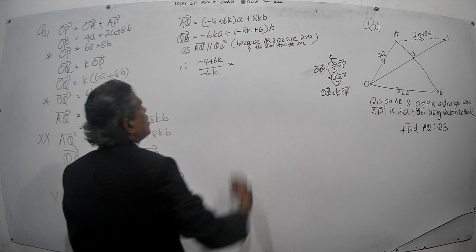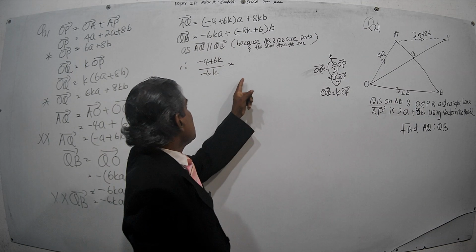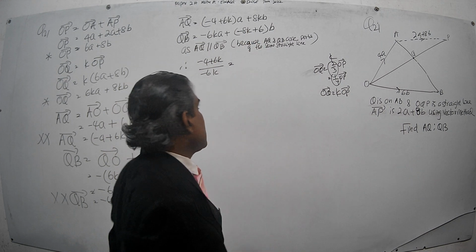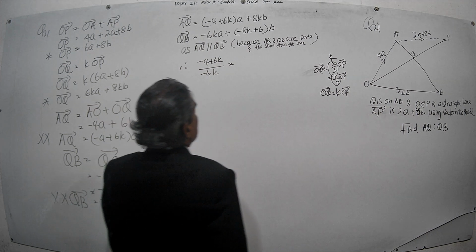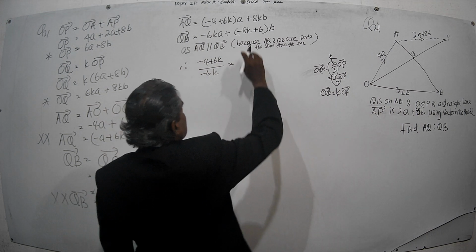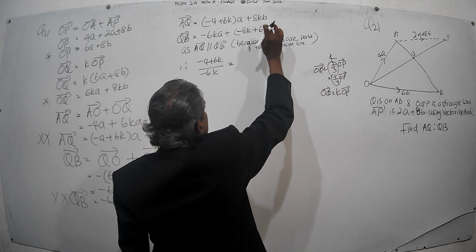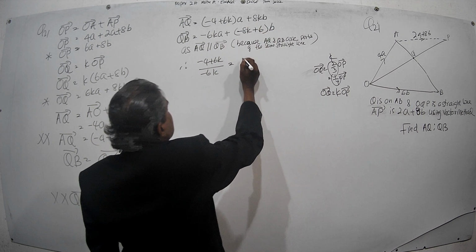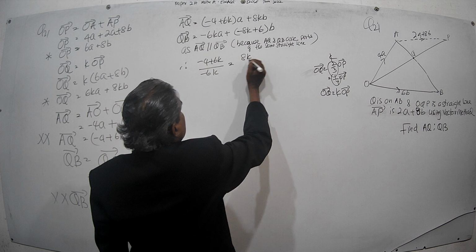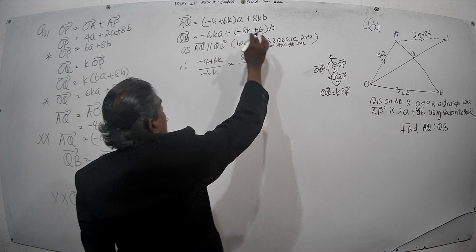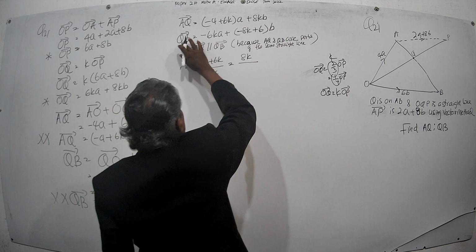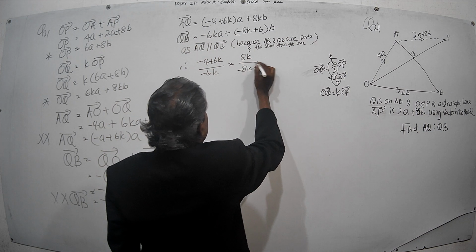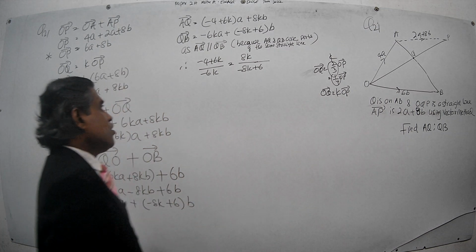The ratio between the coefficients of the same component in the two vectors, that is, the ratio between the coefficients of the B components of both vectors. Then here it is 8k over the coefficient of B in the QB vector, which is minus 8k plus 6. Okay, right. Now you simplify this.